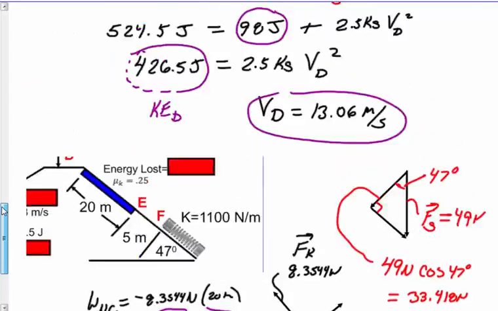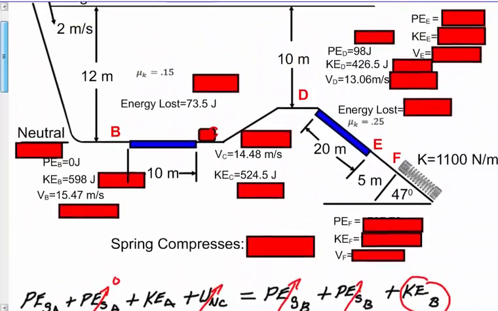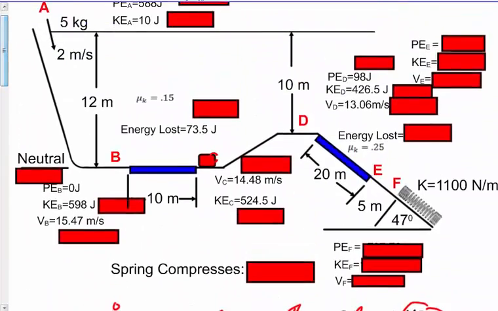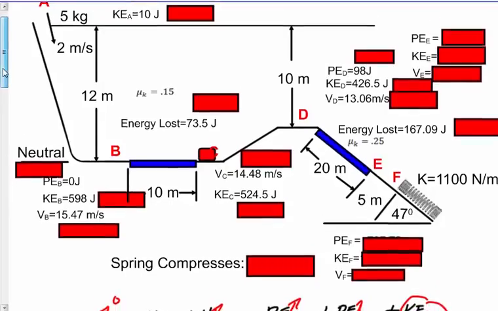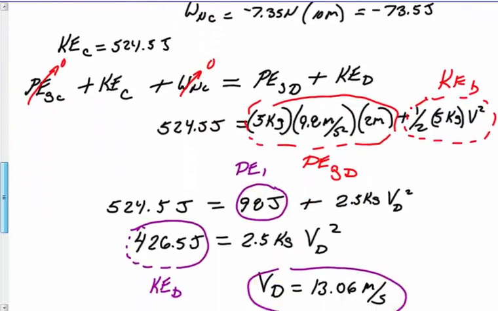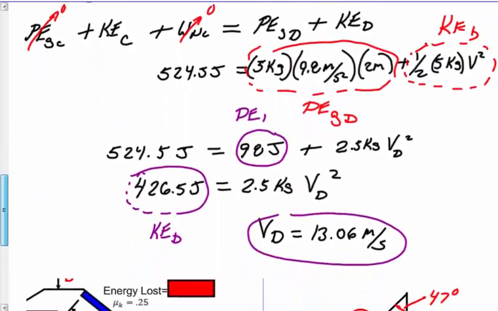We'll go back up and check that number real quick and see if I got that correct. I said the energy was 167.09, and there it is. So we're dead on right there. All right. So we're doing really well. We want to find out how to go from D to E. So we go back to our system.